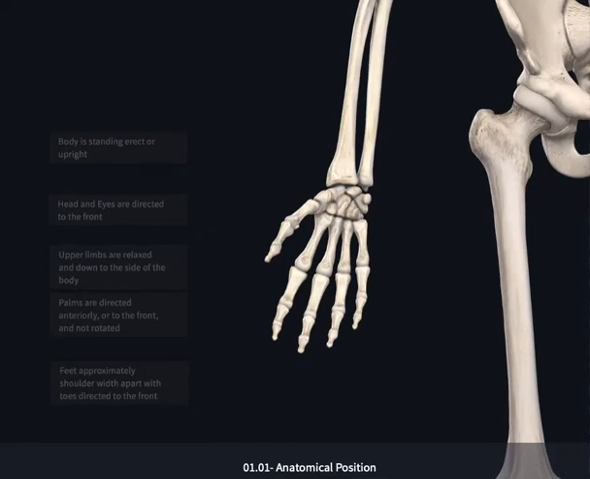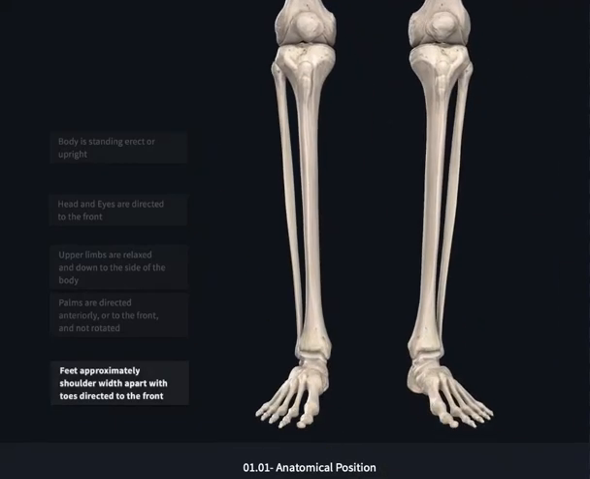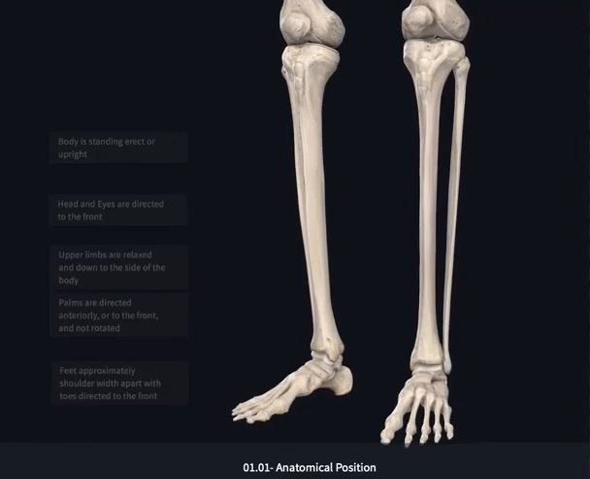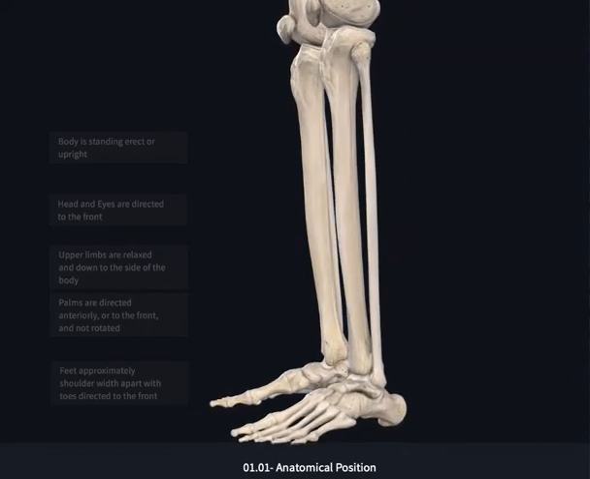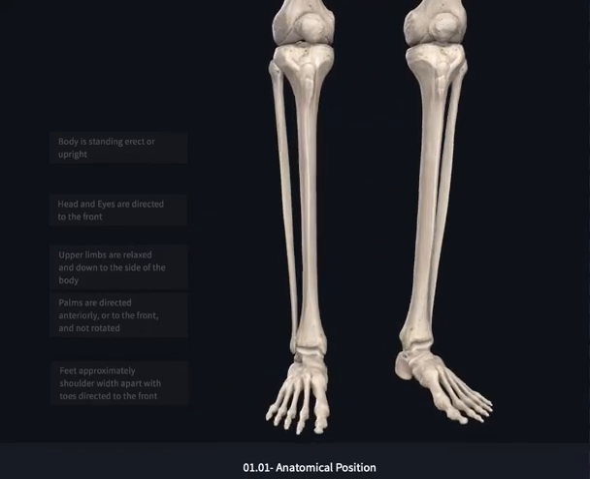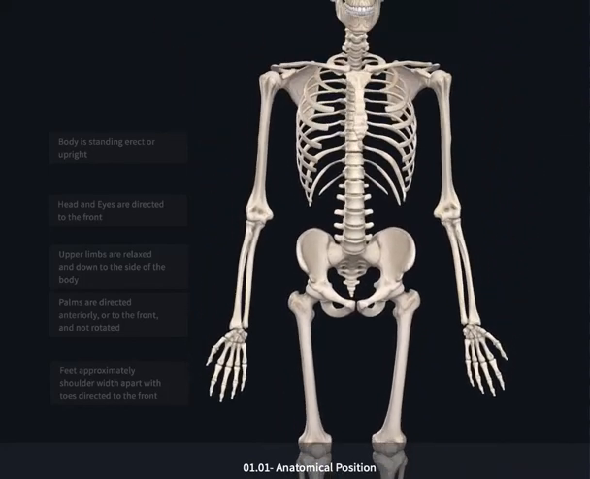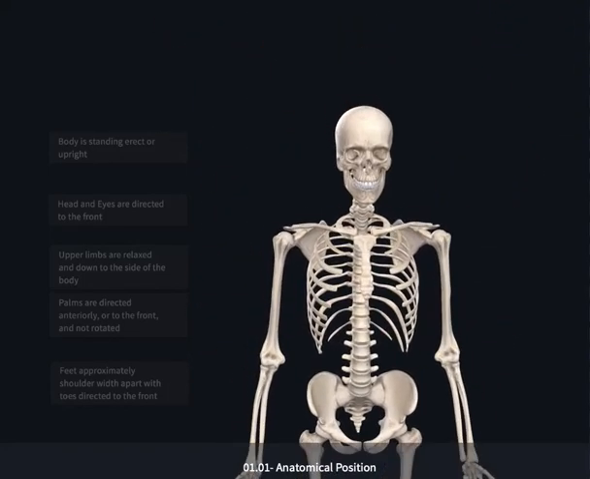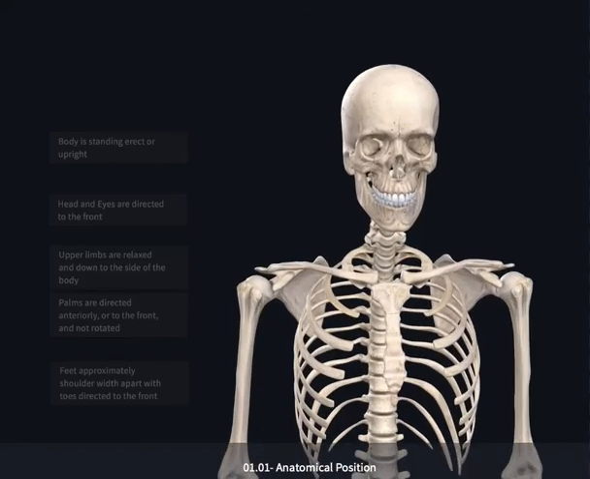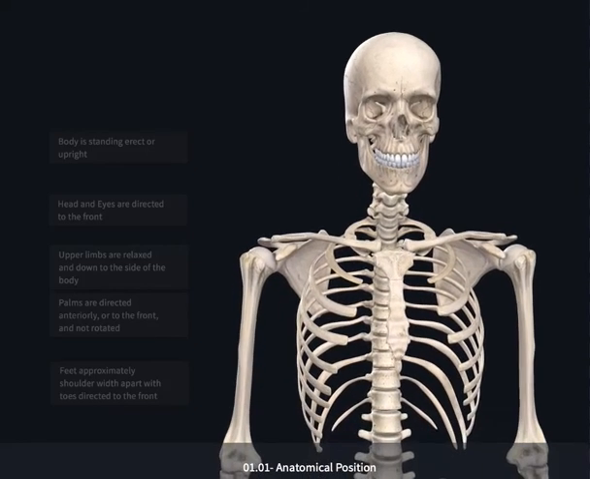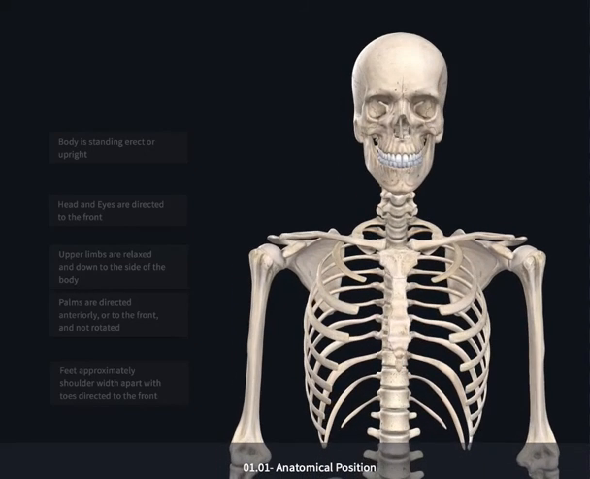body. Lastly, the feet are approximately shoulder-width apart with the toes directed to the front. So they're not going to be pigeon-toed, we're not knock-kneed, we're not having our feet splayed out to the sides with too much orientation. So if we understand how the body is positioned in space, it will help us more accurately describe how the different component parts relate to one another. And we'll build on this terminology as we move forward.